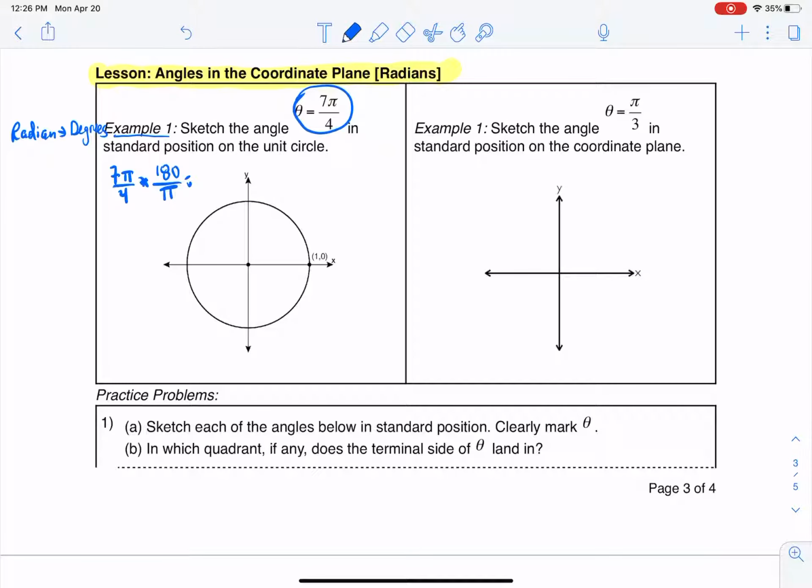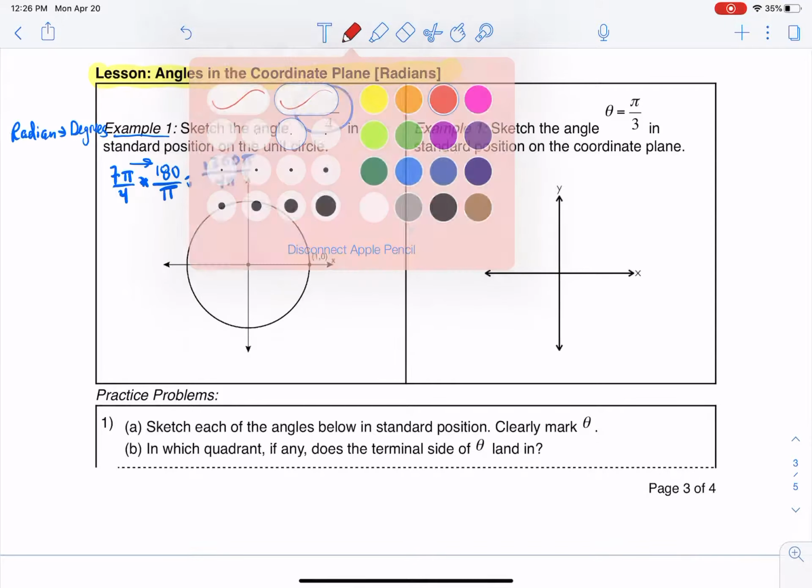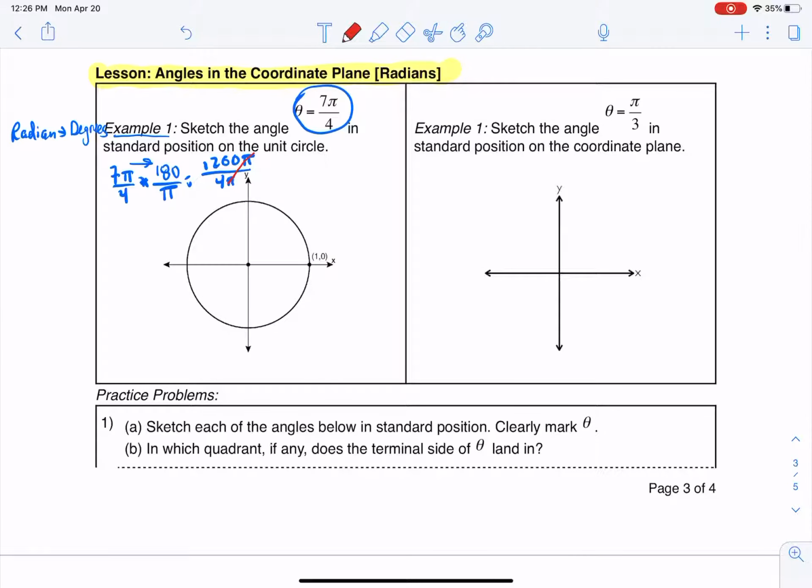All right, so 7 times 180. Remember, we just go straight across. So 7 times 180 is 1260. So 1260 pi over 4 pi. And now, remember, my pi's are going to cancel out, and I'm going to get 1260 divided by 4, which is 315 degrees.